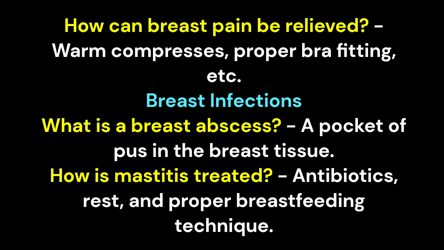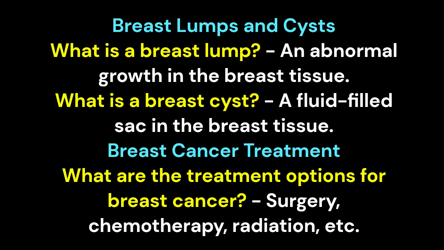Breast infections. What is a breast abscess? A pocket of pus in the breast tissue. How is mastitis treated? Antibiotics, rest, and proper breastfeeding technique. Breast lumps and cysts. What is a breast lump? An abnormal growth in the breast tissue. What is a breast cyst? A fluid-filled sac in the breast tissue.